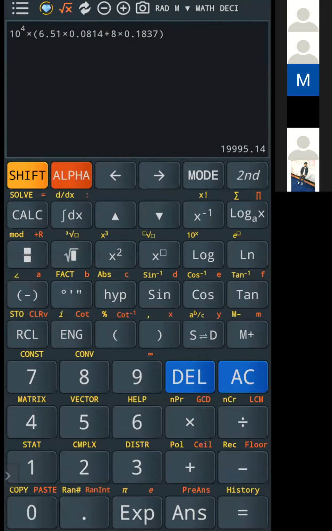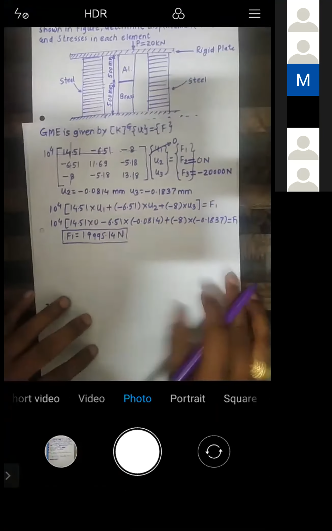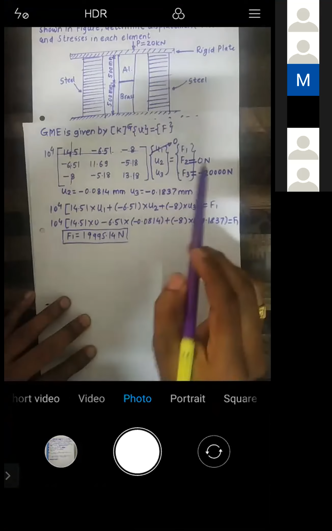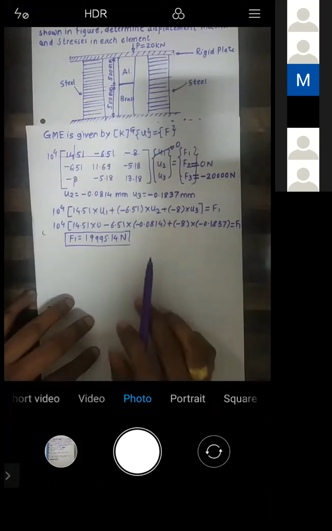19995.14 Newton. Is it okay? Newton. Yes, sir. Same answer. All of you are getting this value. See what I'm telling you. This should come exactly 20,000. It is not coming 20,000. There is some error.